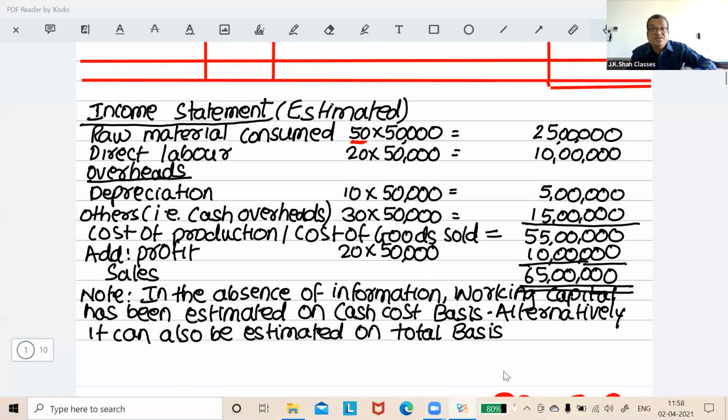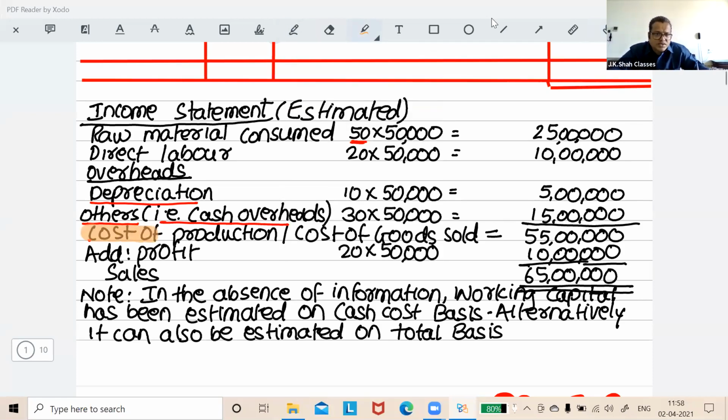One thing to be noted, guys. In overheads, I have done two parts: depreciation and others, that is cash overhead, which we will need now. So depreciation 10 into 50,000, 5 lakh. Other overheads 30 into 50,000, 15 lakh. Pay attention to this also. This also you need to understand.